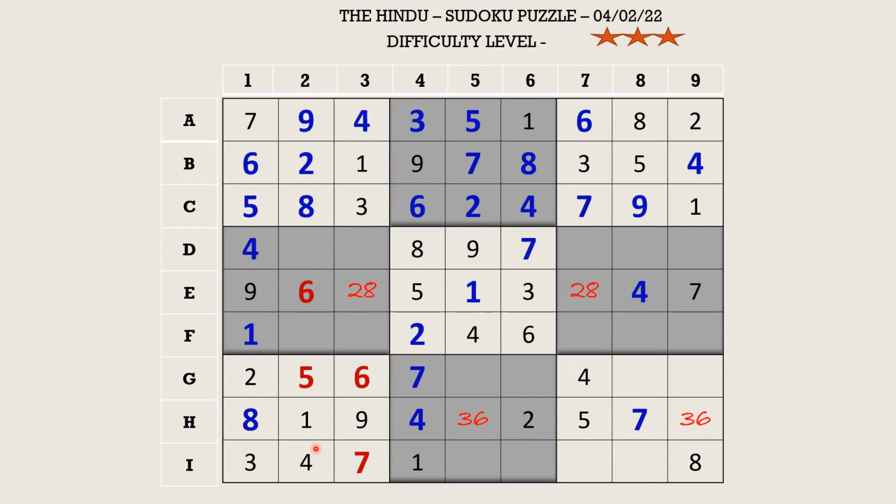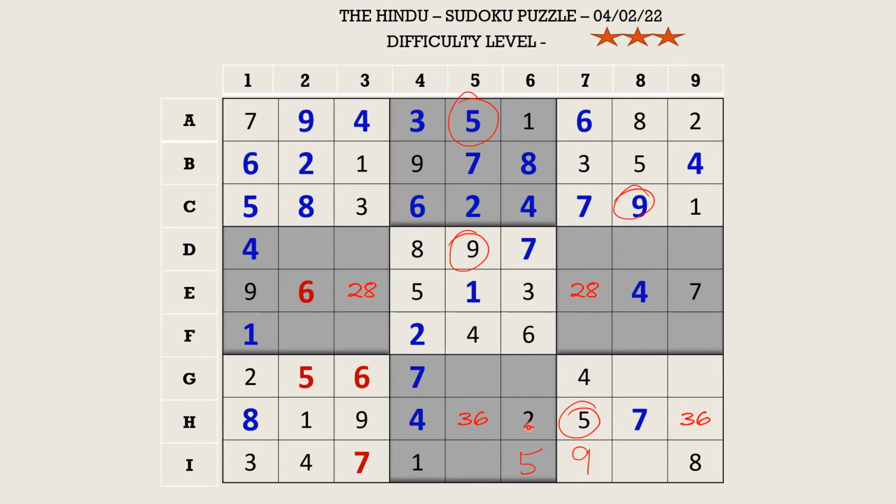Let's try to fill the I row. You have 5 blocking these 2 cells and there is a 5 here in column 5 which blocks this cell. So I6 takes 5. You have a 9 blocking I5 and there is a 9 here in column 8 which blocks I8. So I7 takes 9. Now the remaining numbers are 2 and 6.